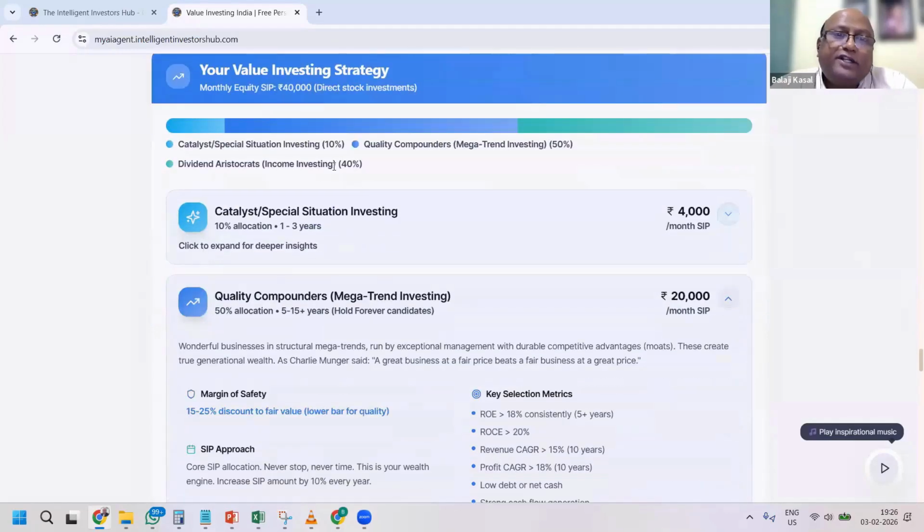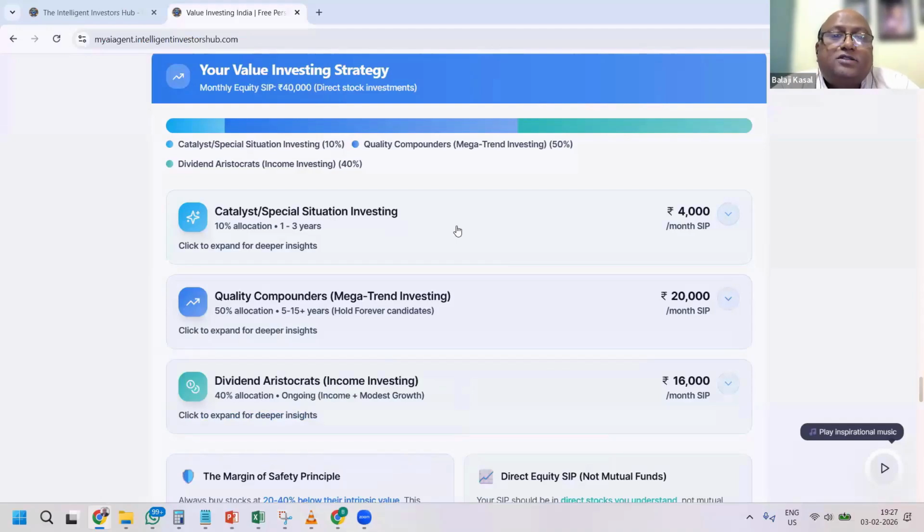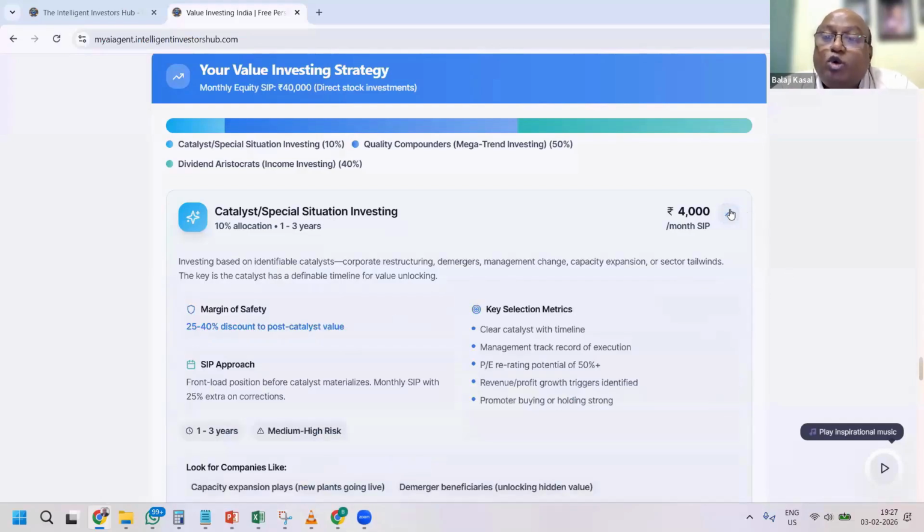It is giving a more detailed X-ray report of what we should be doing. Now comes the interesting part, the investment part. Till now, what we have seen is based on our family savings, budgeting, goals, how we should be doing it. But now our strategies as an investment, based on the input which I have given. It has suggested, if you have seen earlier, the three suggestions it has given: Catalyst Specialization Investor at 4,000, Mega Trend at 20,000, and Dividend Aristocrat at 16,000. If you click on this one, it is going to give more detail about those.